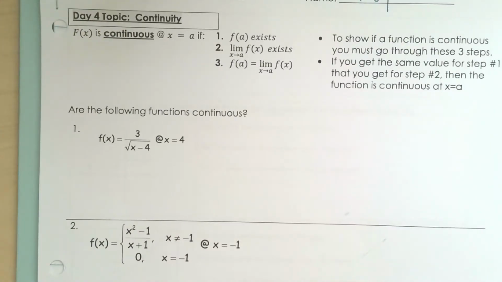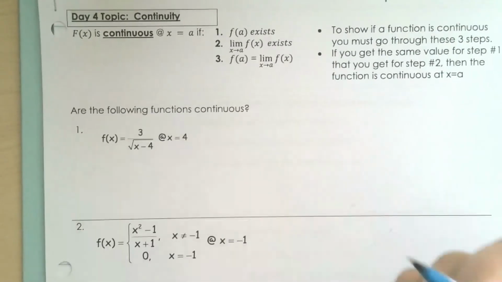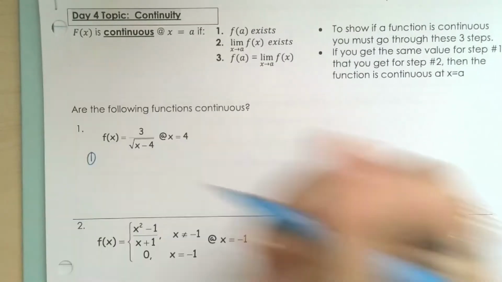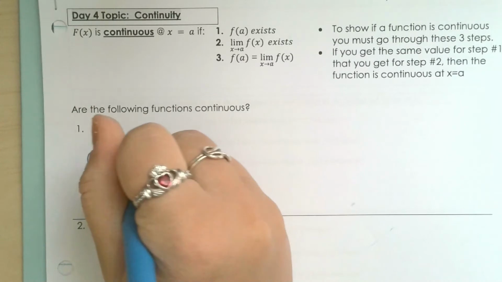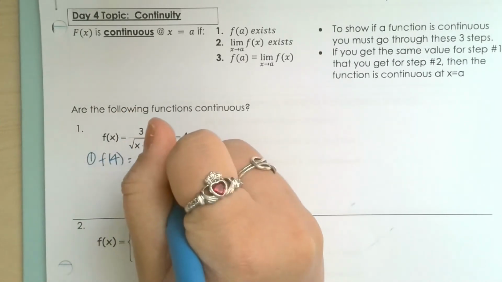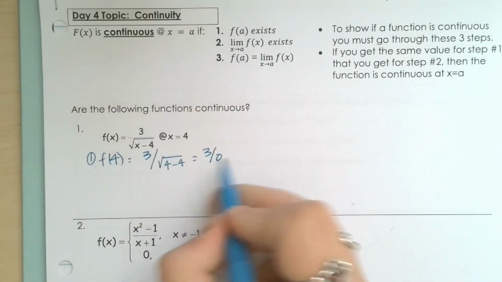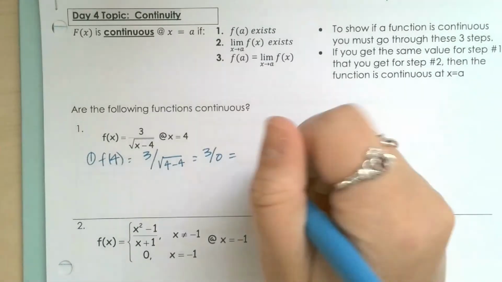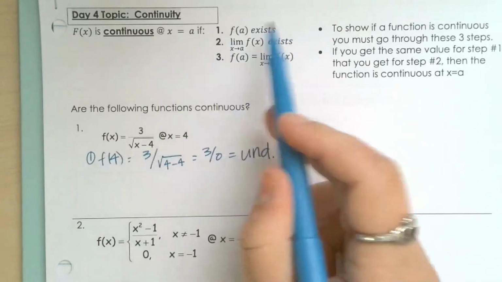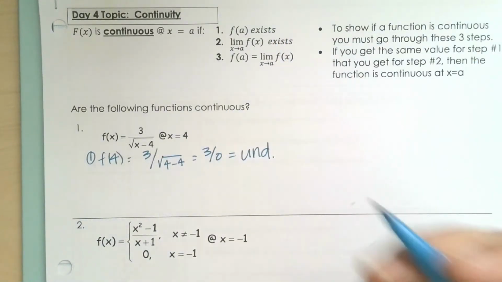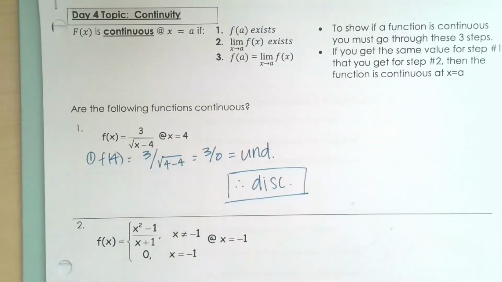Alright, so now I'll go into examples and do this a lot more algebraically. Again, I'm just going to label it steps 1, 2, and 3 so you can clearly see what I'm doing. First step, we need to find our function value. So we want to find f of 4. We're just going to plug it into this function. We have 3 over the square root of 4 minus 4. That gives us 3 over 0. This is a problem, right? This means it's undefined. There's no value. So this is already violating that first condition, so our f of a does not exist. Therefore, this is discontinuous.